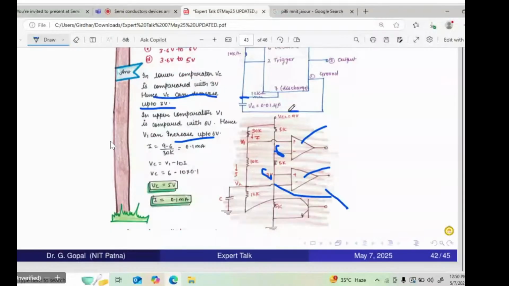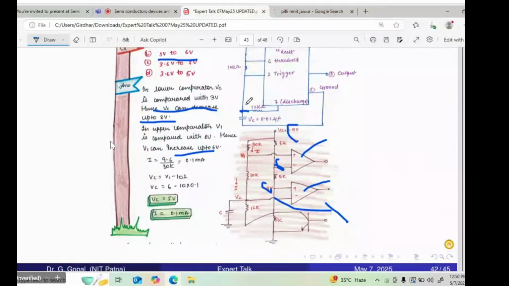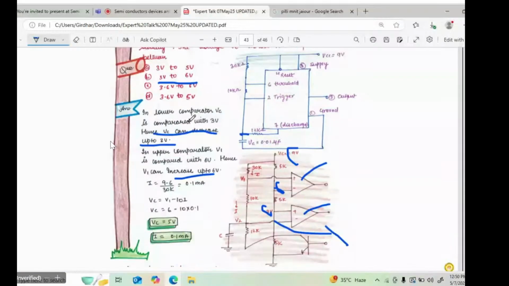So it will discharge up to 3 volts and charge up to 6 volts. So the range of the capacitor is 3 to 6 volts only. Now let us suppose I have to ask some additional thing. That means, what is the current it is absorbing from the power supply here?